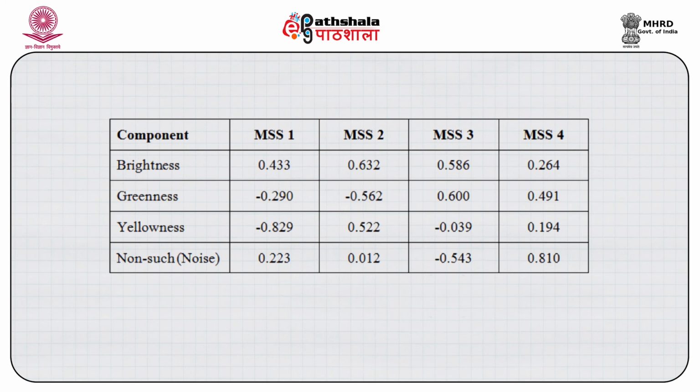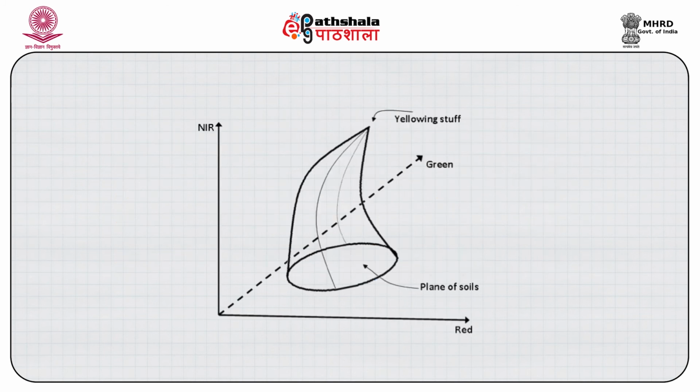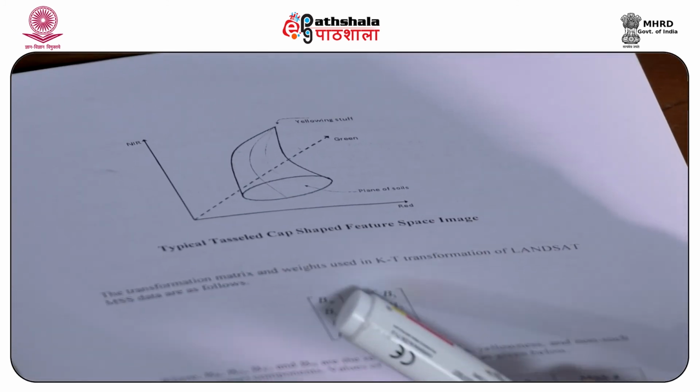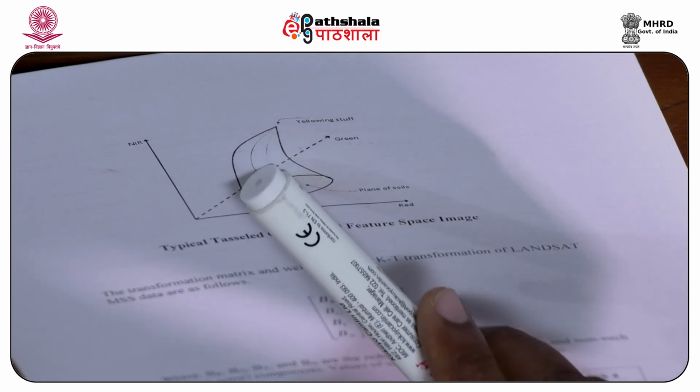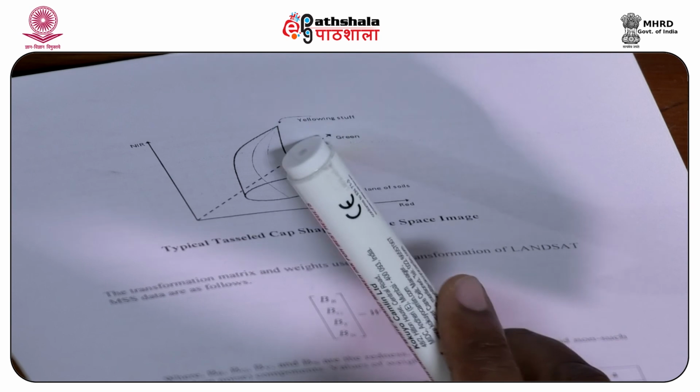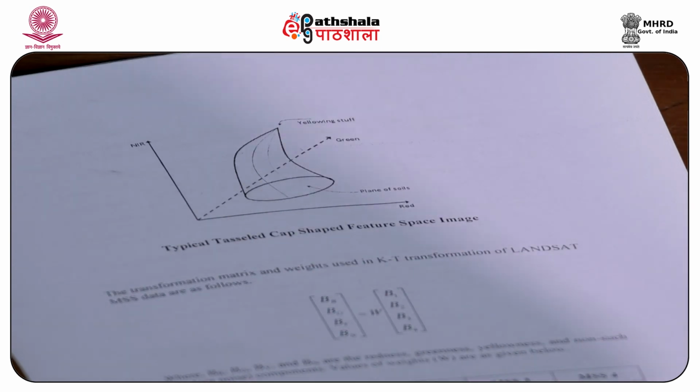Now, this method is called Tasseled Cap because if we plot a 3-dimensional scatter plot between the red, green and near infrared bands, it gives a feature space plot which takes the form of a tasseled cap. In this case, the base of the tasseled cap is the plane of soil, and as we move upwards, we move towards the aging crop, that is the yellowing stuff. A bend towards the green shows the yellowing stuff finally here on the tasseled cap.